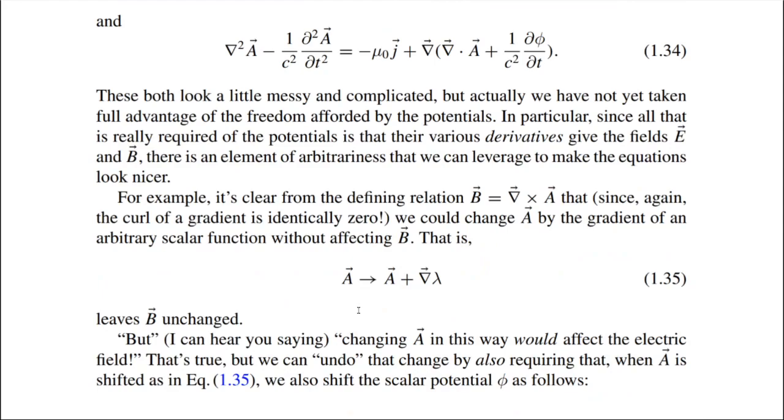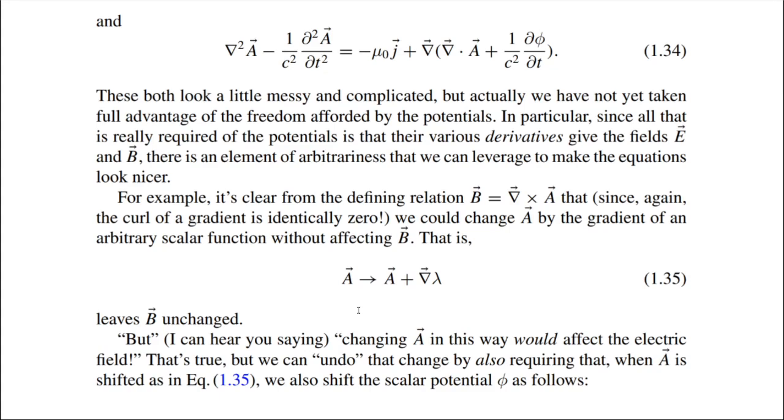So applying this, we see in 1.35 where we try to add another factor, that's the gradient of another component, lambda. This is an example of a Gauss transformation. The Gauss transformation works such that if I apply the given set of functions and substitute back into the equation, it doesn't make any change.